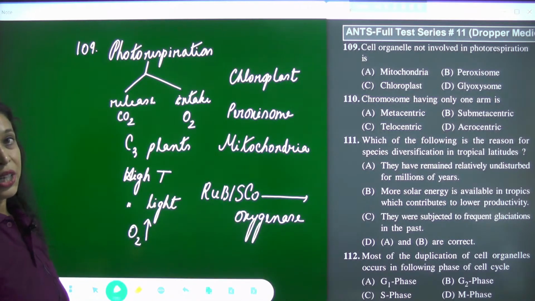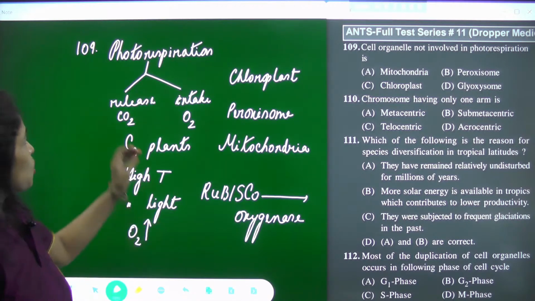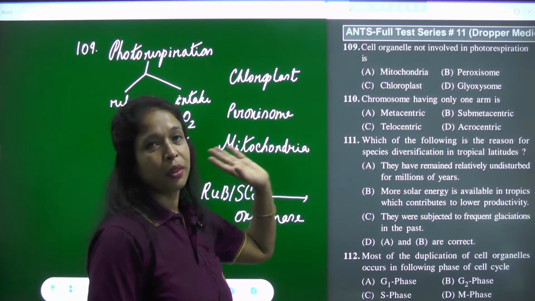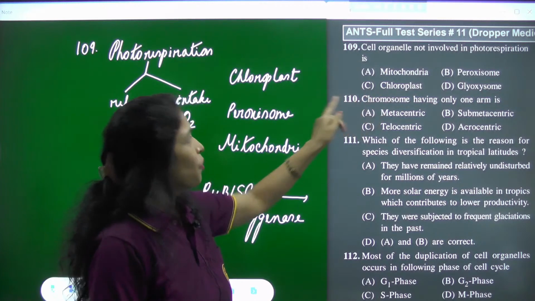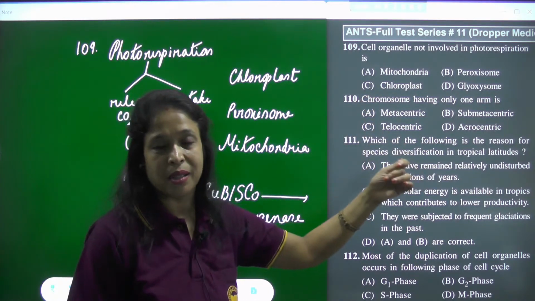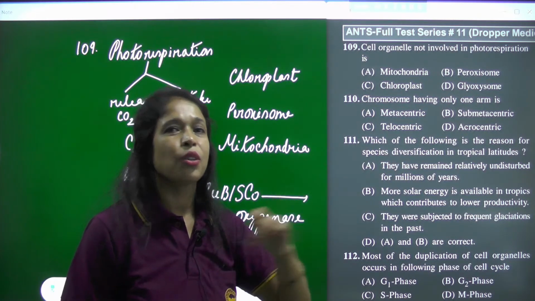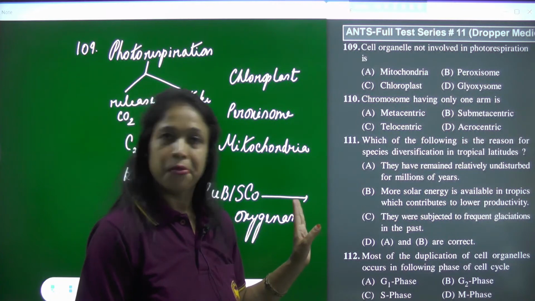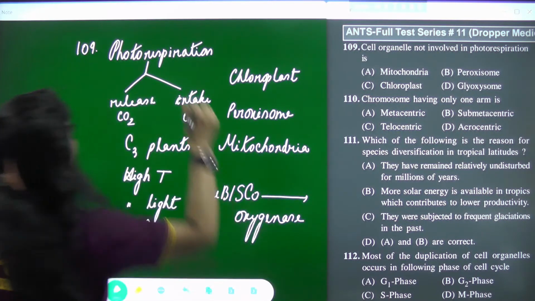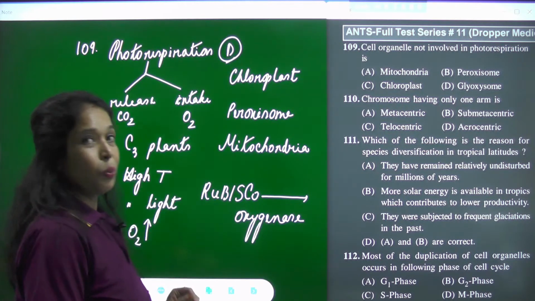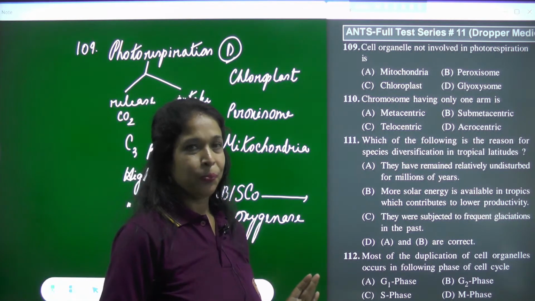Fine, oxygenation reaction will occur. So, very simple question: which cell organelle is not involved? What are involved, I have already told you and you studied. Glyoxysome will be the answer. Glyoxysome does not play any role in photorespiration. Fine. So, very simple question, you have got all the simple questions. Hope you did not make any mistakes.